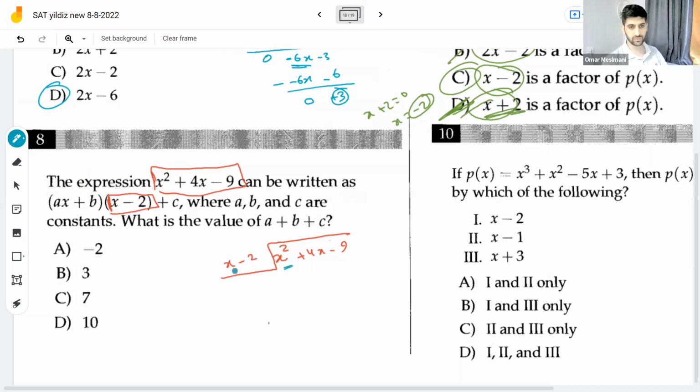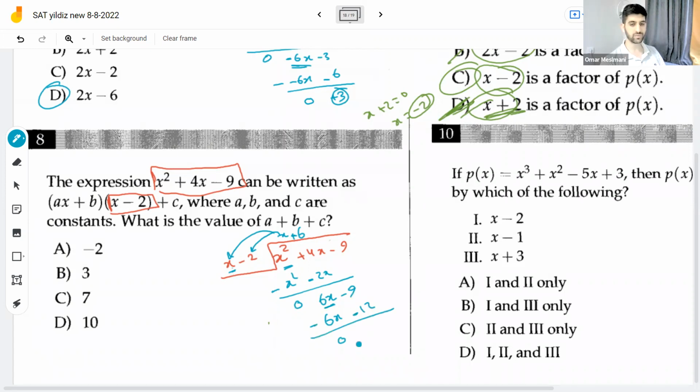X squared divided by x is going to be x. X multiplied by x is going to be x squared. X multiplied by minus 2 is going to be minus 2x. Subtract, you get a 0, and what you get here is 6x minus 9. Now 6x divided by x is going to be 6. 6 multiplied by x is going to be 6x. 6 multiplied by minus 2 is going to be minus 12. You subtract, you get a 0.